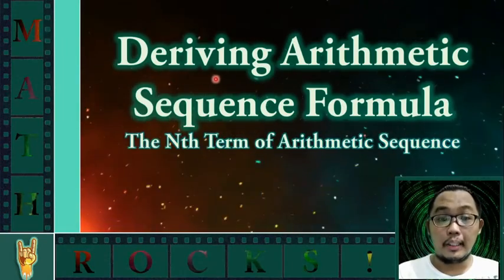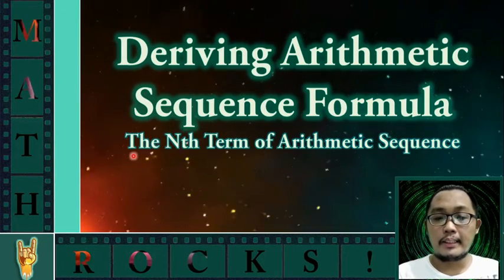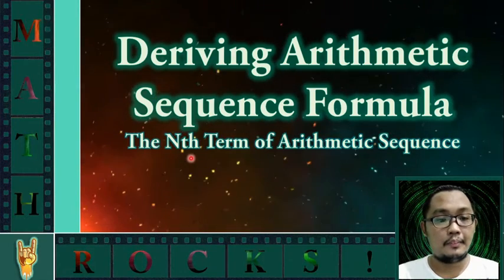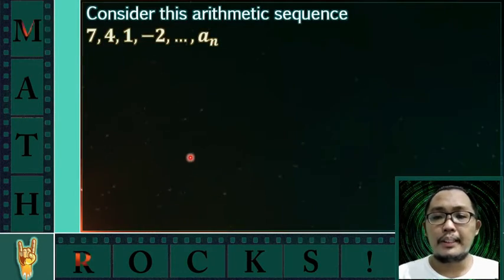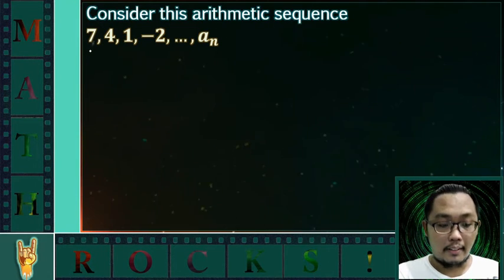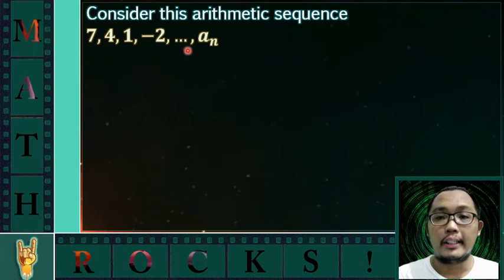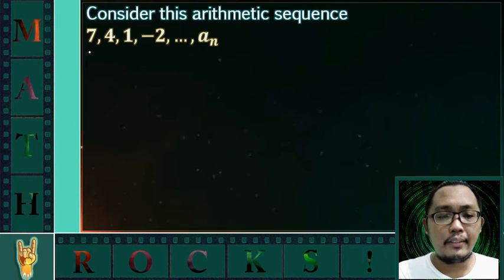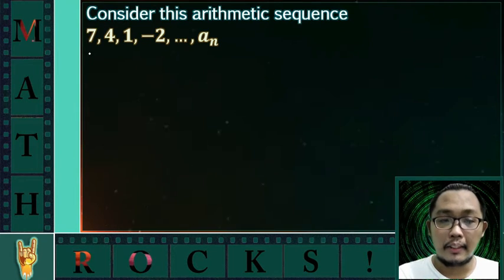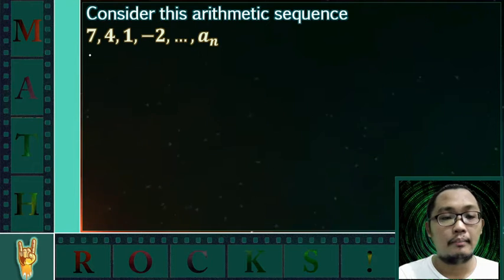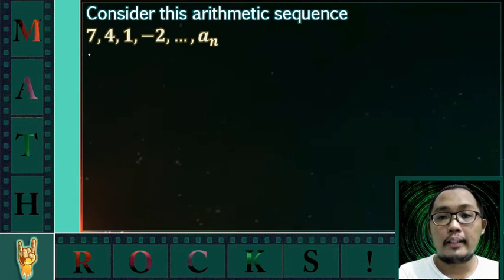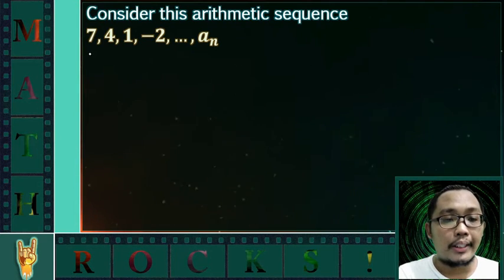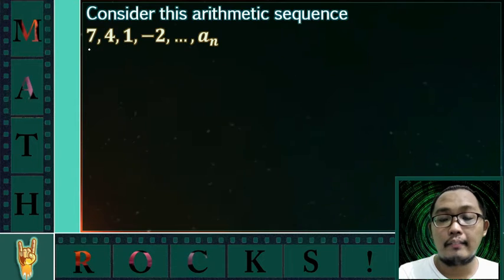Deriving arithmetic sequence formula. The formula for the arithmetic sequence is also known as the nth term formula. Let us consider this arithmetic sequence: 7, 4, 1, negative 2, and so on until a sub n. Deriving the formula for the nth term requires us to write each term in this arithmetic sequence in terms of a sub 1. In this case, our a sub 1 is 7.